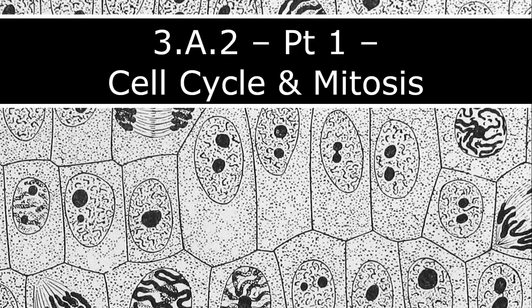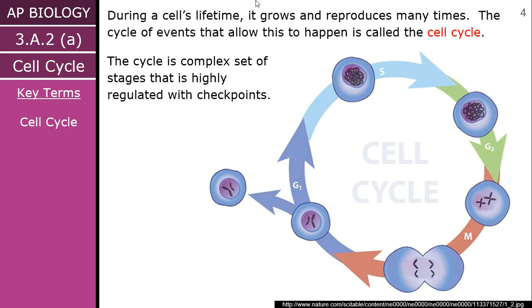So during a cell's lifetime, throughout the cell's entire lifetime, it's going to grow and reproduce lots of times, okay? And this takes place over usually a longer period of time than you might think, but it's not a full organism, right? So basically, this whole process of it growing and reproducing and doing that multiple times, we call that the cell cycle, okay? And it's basically a really complex set of stages, and it's highly regulated.